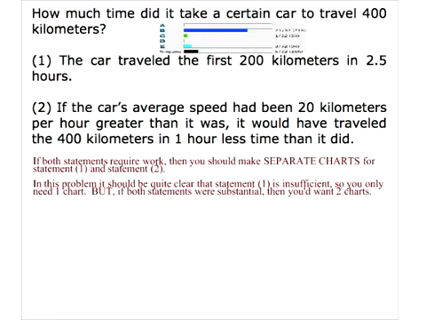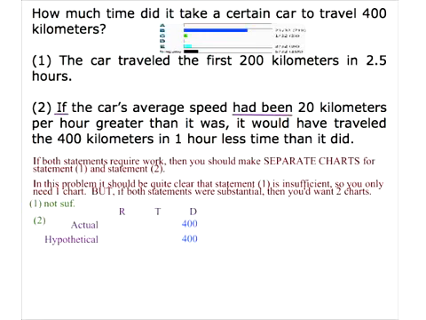In any case, statement 1 is not sufficient, so that's good enough. Statement 2, well, here's a chart. "If it had been" indicates that we're dealing with a situation that's hypothetical. So let's make a chart for that. That means that we have 1 row for actual and 1 row for hypothetical. Rate times time is distance. So actual rate, we don't know. We know that it's 400 in both cases, so they're concrete numbers.